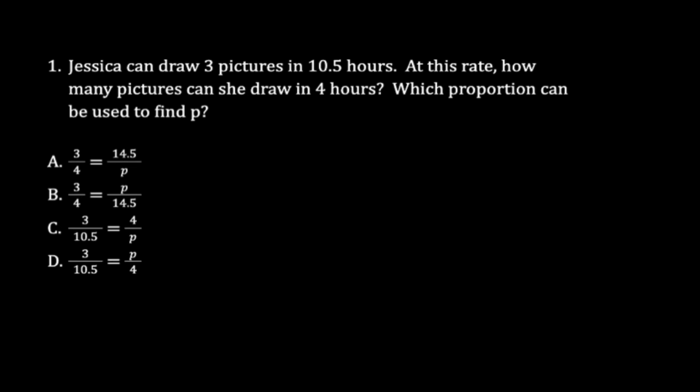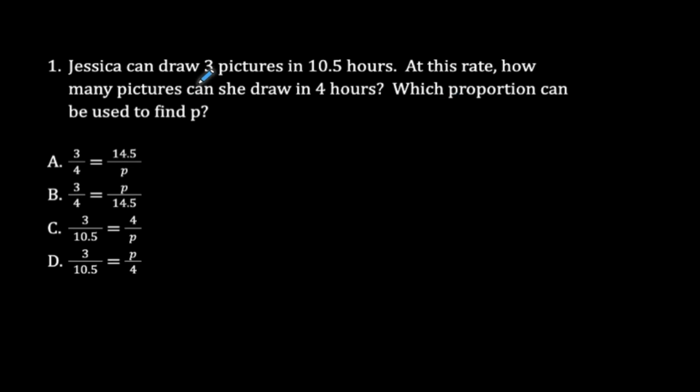Let's read the problem thoroughly. Jessica can draw 3 pictures in 10.5 hours. At this rate, how many pictures can she draw in 4 hours? All right, so what we're going to do here is set up a proportion. And I like to think of this as setting up a given ratio like units.